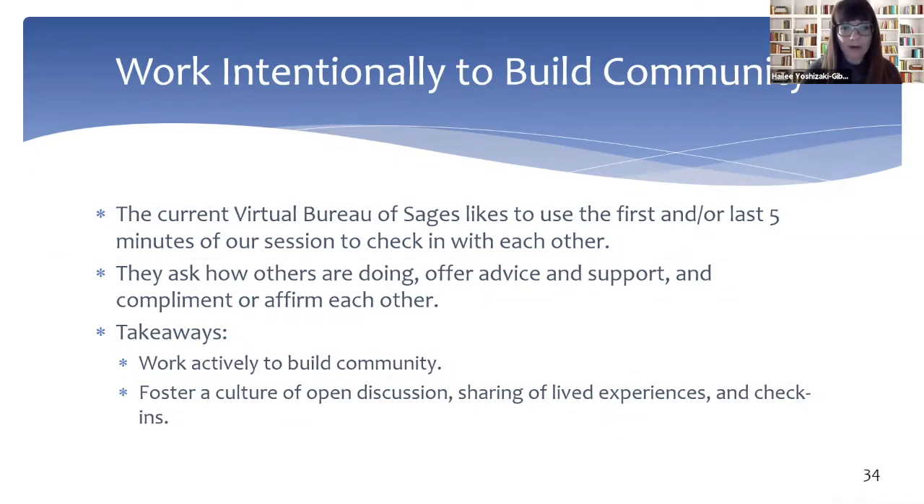And just as an example, one of our members recently broke her ankle. And so the Bureau has been consistently checking in with her about how she is doing, how she's feeling, how her physical therapy is going, has she tried this. It's just a really nice way for them to connect with one another and build that community that is so necessary to have trust to share feedback with researchers. And it really helps foster this culture of open discussion, sharing our lived experiences, checking in with each other, caring and supporting one another. Next slide, please.